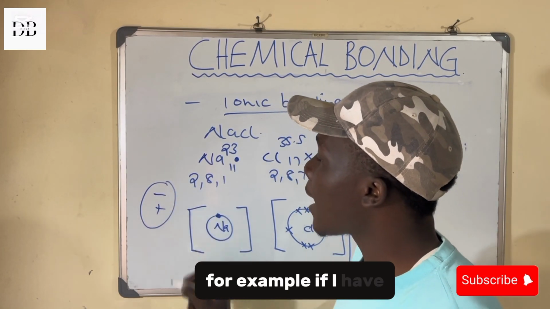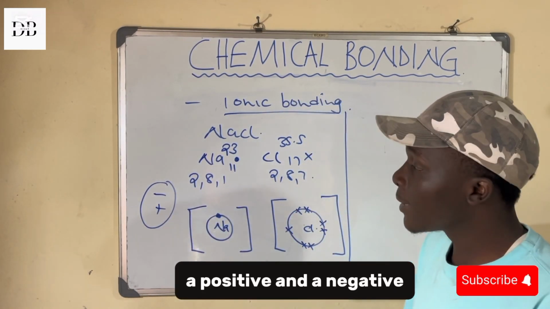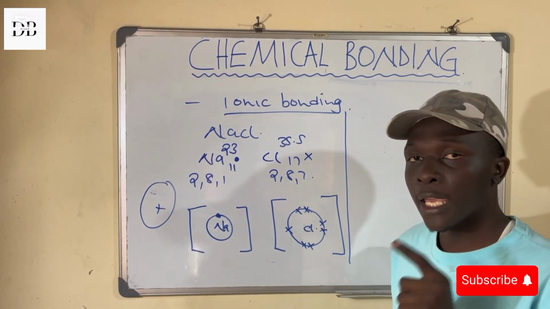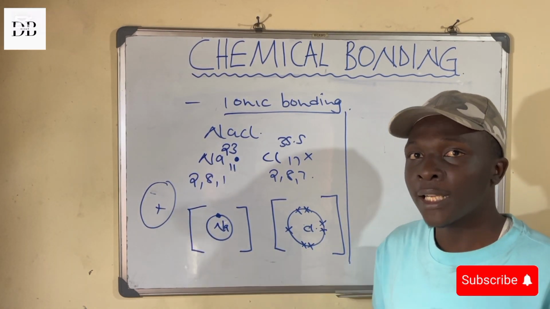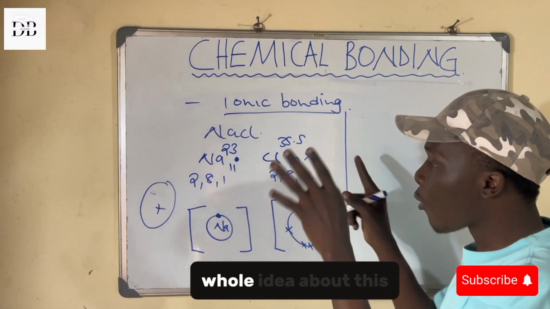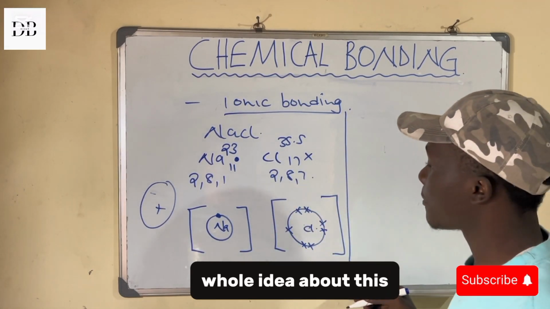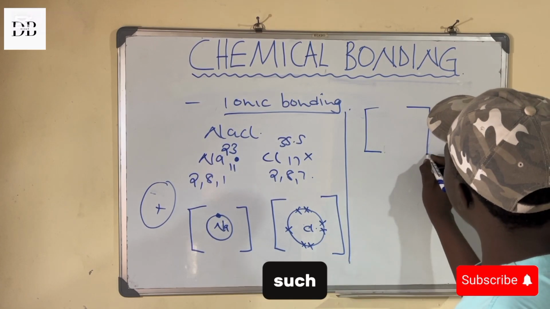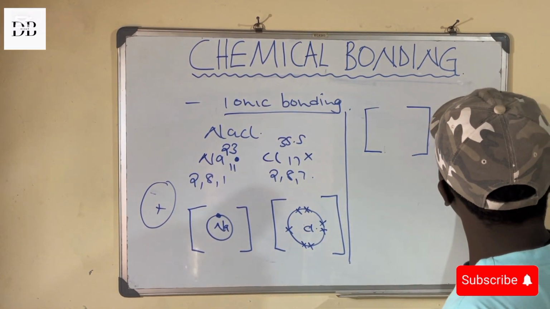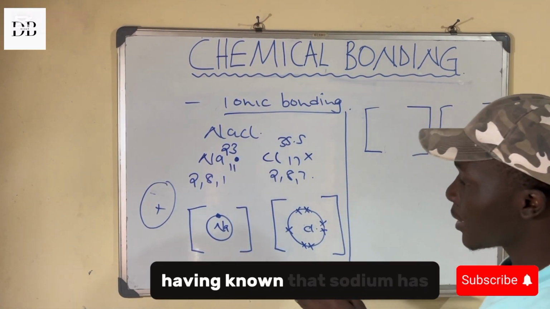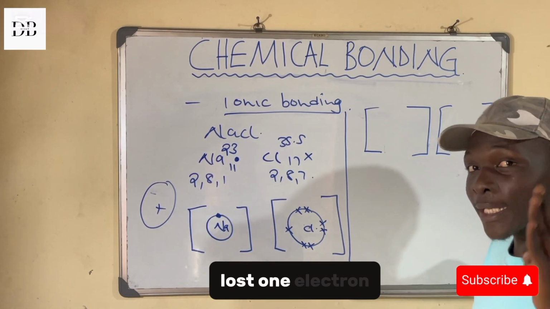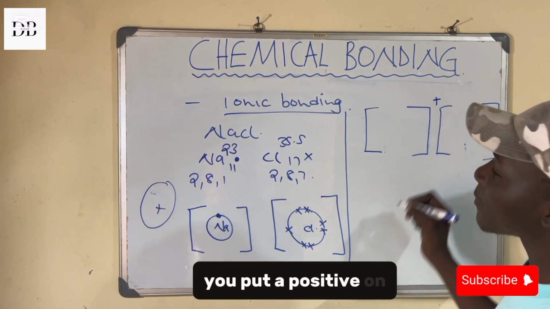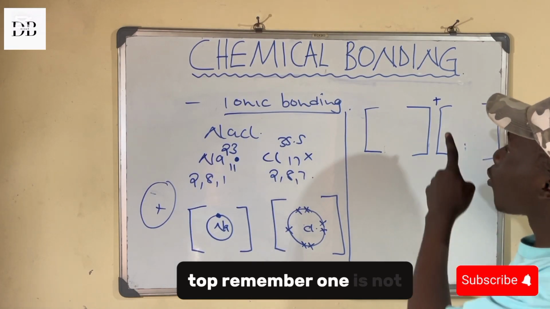If I have a positive and a negative, and I lose my electron, what charge is remaining? A positive charge, right? Yes, and that is the whole idea about this. So in the final answer, you can write it as such. Having known that sodium has lost one electron and it has become positive, you put a positive on top. Remember, the one is not shown.